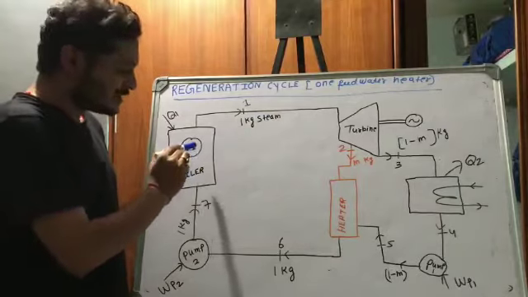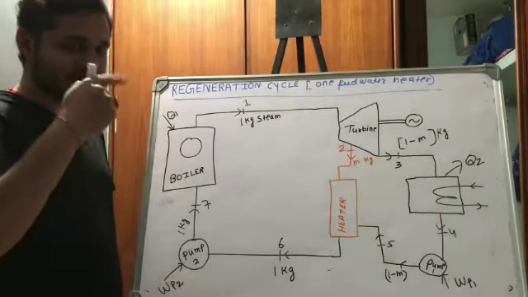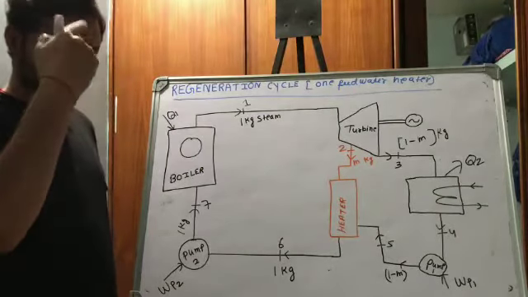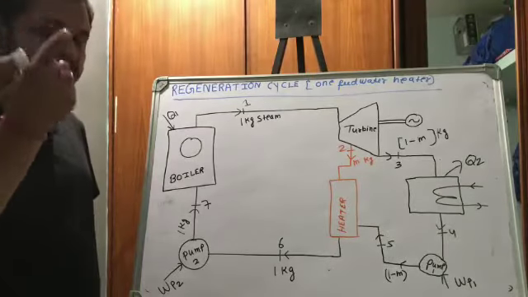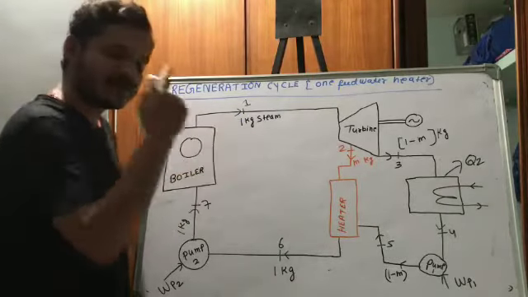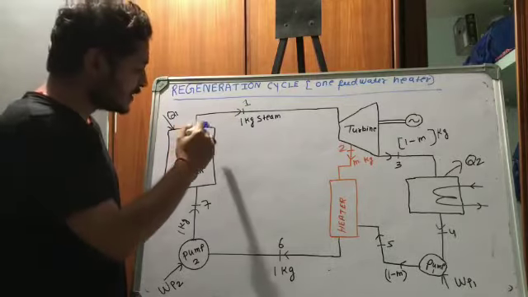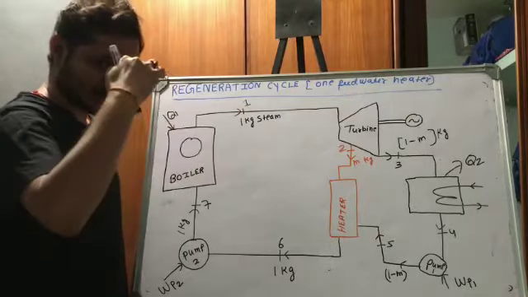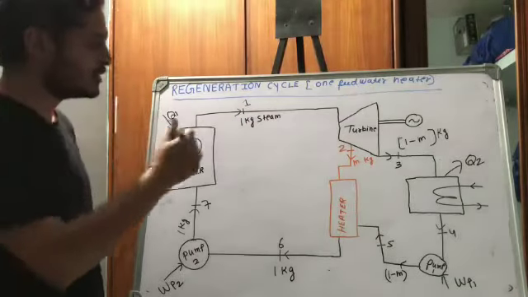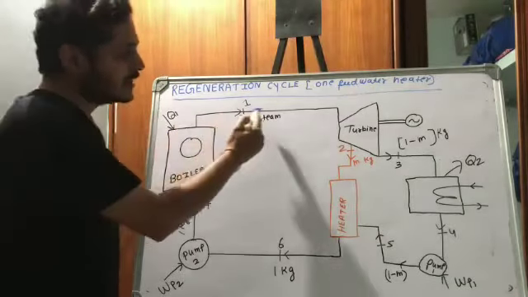See, the boiler is here. You know what happens in the boiler: water is heated to convert it into steam. You can see I have taken 1 kg of steam. So 1 kg of steam, after being converted from the water, is entering the turbine. What happens in the turbine? There is expansion of steam and we get work output.